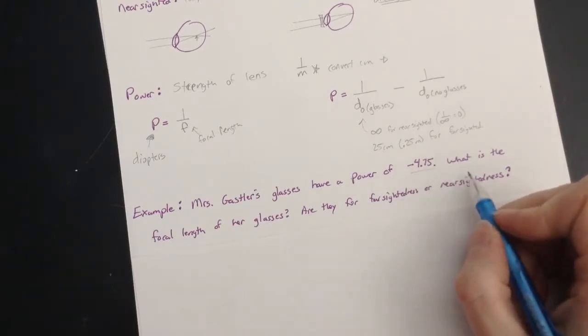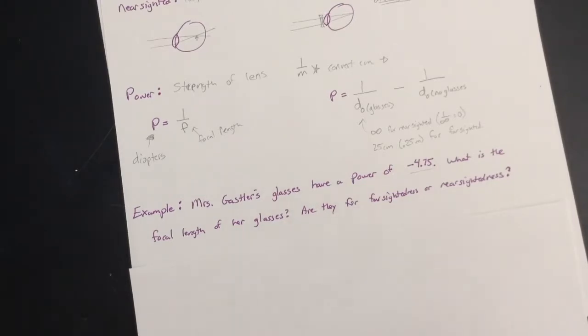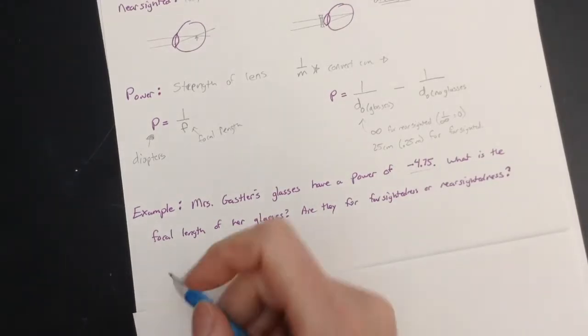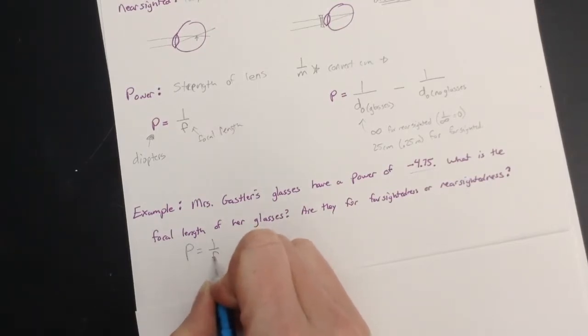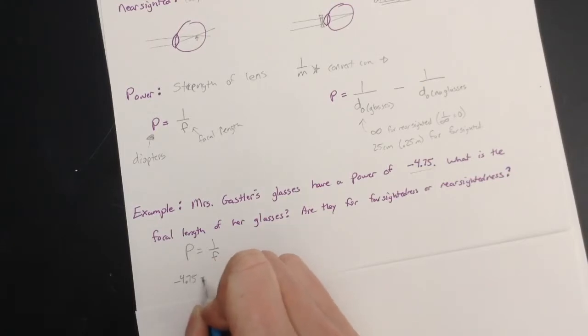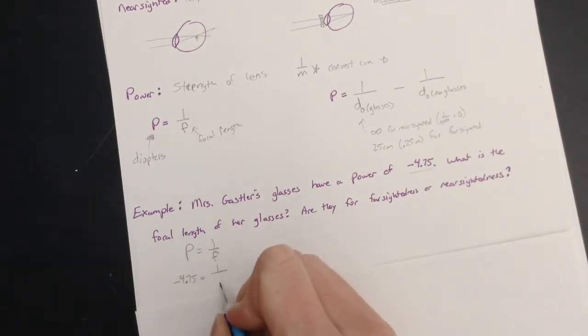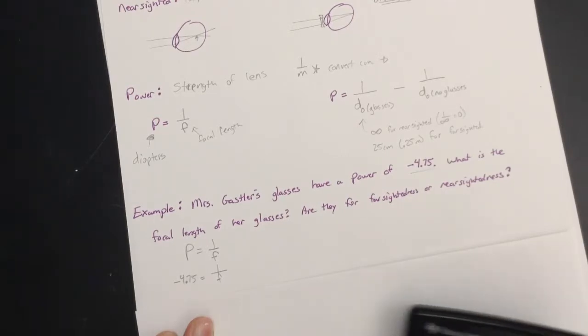4. And the question is, what's the focal length of my glasses? And are they for farsighted or for nearsighted? So we're going to be able to do both of those here. Okay, so power is 1 over the focal length. So I'm going to plug in negative 4.75. And we'll go 1 over the focal length here. So I'm going to be switching those numbers. So 1 over negative 4.75, and the focal length is negative 0.21.